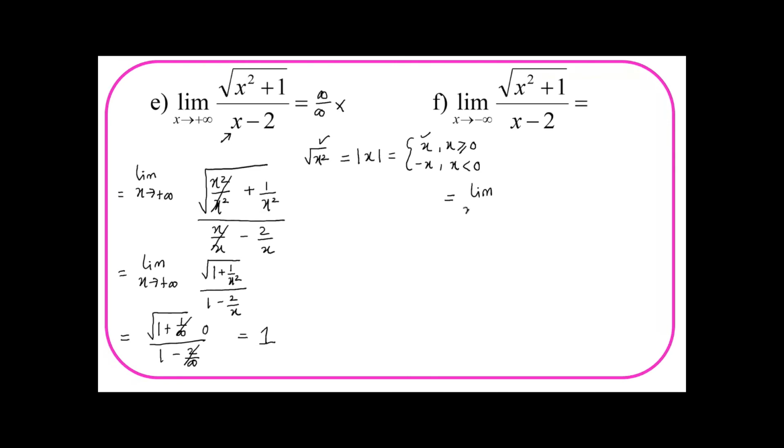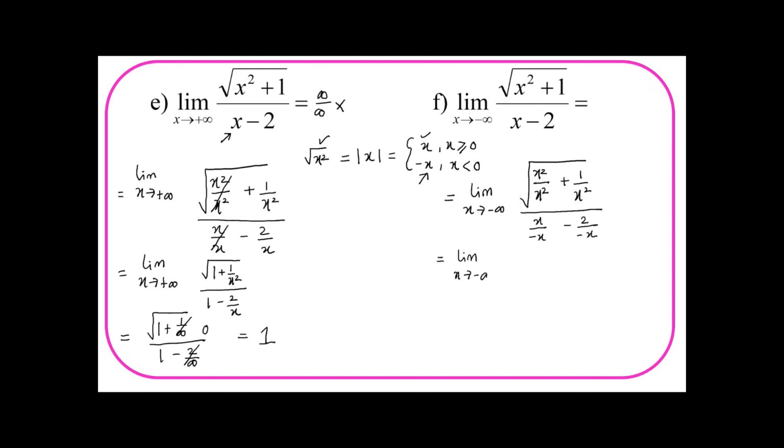Now, there is some difference in part F where we have negative infinity as our limit value. For numerator part, we still apply the same concept, so basically you have to divide it by surd x squared because we basically insert x into our surd. But for denominator part, we have to divide it with negative x since x approaches negative infinity. So x would be divided by negative x, minus 2 also divided by negative x.